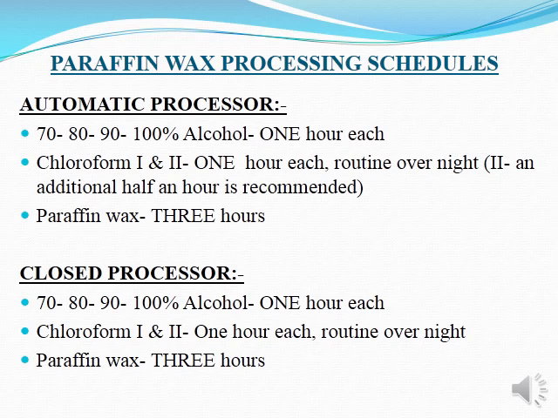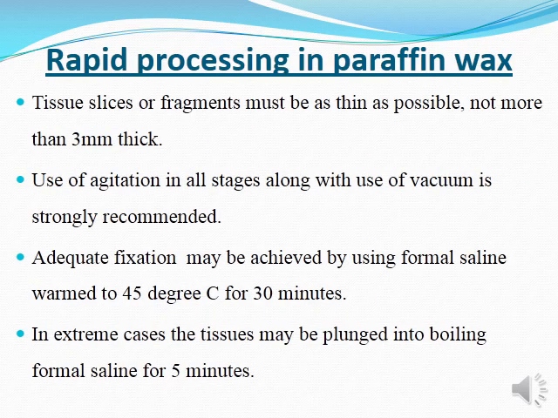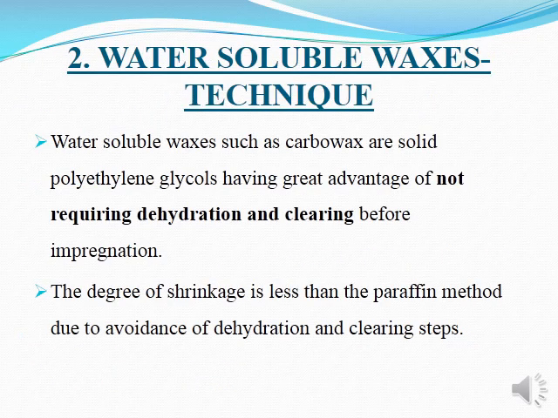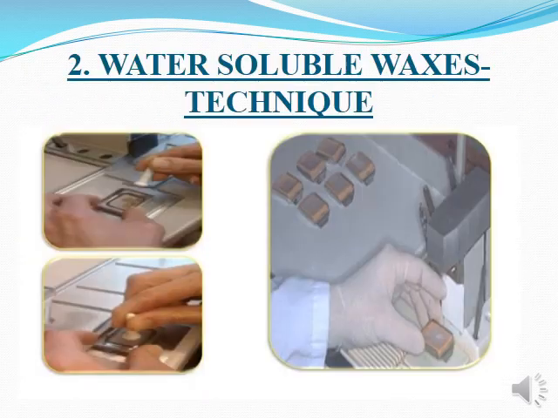So in an automatic tissue processor, 70, 80, 90 and 100% alcohol, 1 hour each in place. Chloroform 1 and 2, 1 hour each overnight. And paraffin wax 3 hours, 3 changes. So in a closed processor, 70, 80, 90, 100% alcohol 1 hour each, chloroform 1 hour each overnight, and paraffin wax 3 hours. So a rapid processor is also available. So these are water soluble wax.